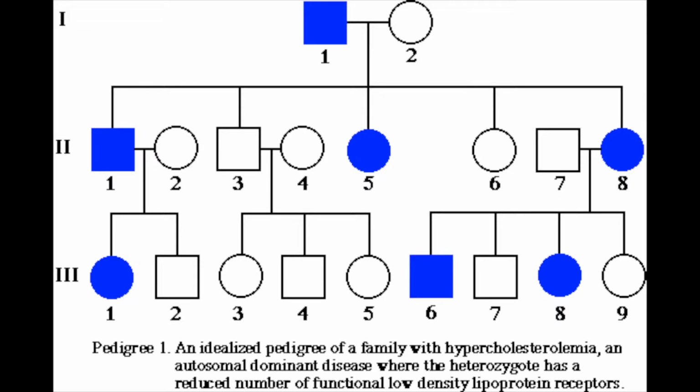Pedigrees are charts that show how a certain trait is passed through families. It can be used to predict the possibility of offspring having the same trait. Punnett squares. Pedigrees are used to determine the mode of inheritance: autosomal dominant, autosomal recessive, and sex-linked genetic diseases. Basically, the squares are the males, the circles are the females, and whatever one is shaded in is the one that is infected.